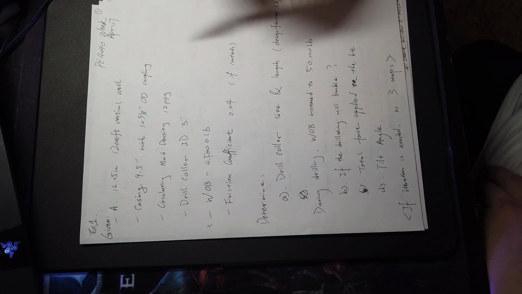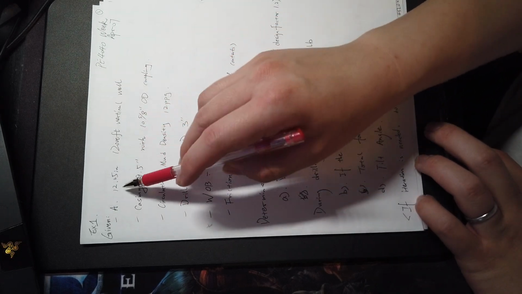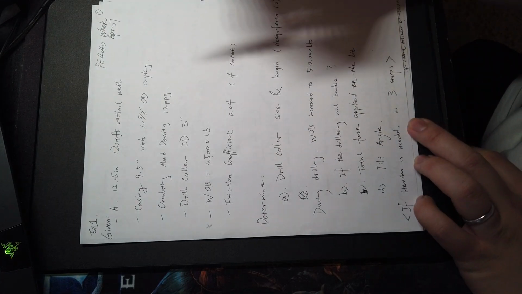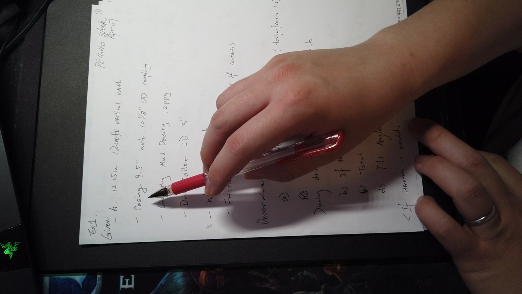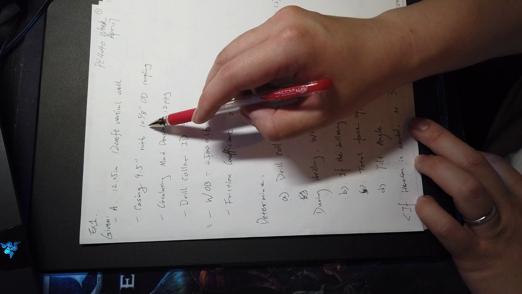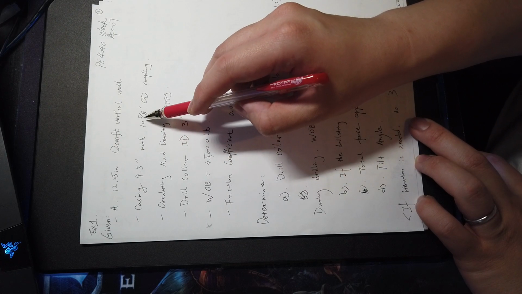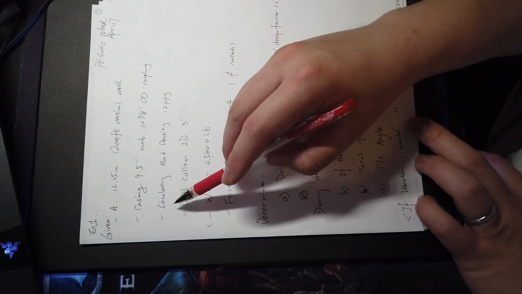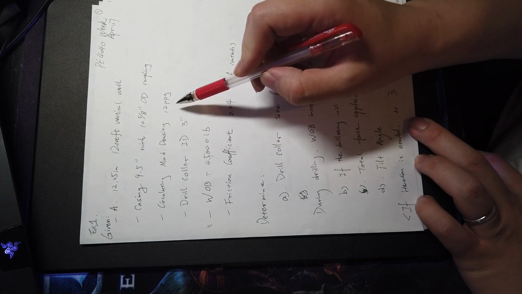Hello everyone, today we're going to solve two example problems regarding drill string fundamentals and 2D torque and drag for your next quiz. In the first example, we have a vertical well of 12.25 inch diameter and 12,000 feet in depth, and we plan to use 9.5 inch casing with 10.58 inch outside diameter coupling, and our circulating mud density is 12 ppg.